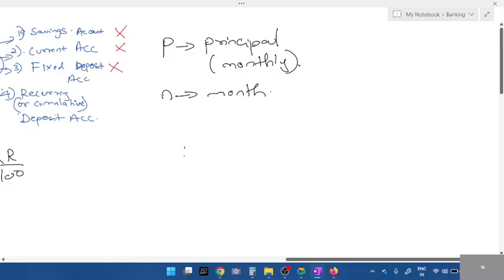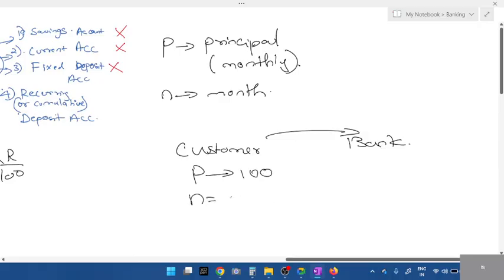Okay, the one who opens the account in a bank we call a customer. The customer is going to open an account in the bank, students. So whatever he deposits is principal. Monthly he has to deposit. Example, rupees 100. And for how many months? N. Example, he deposits for a time period of 2 years. So convert that into months. 2 years has how many months? 24 months. And the rate, the bank will decide the rate, students. R is rate. The bank will give you a return of 10%.